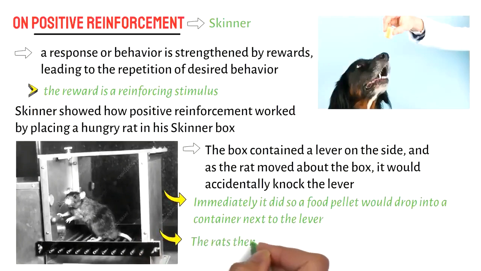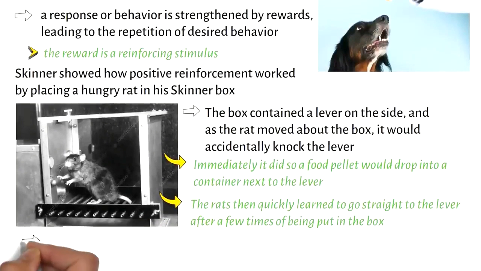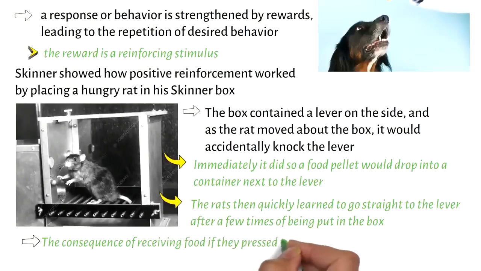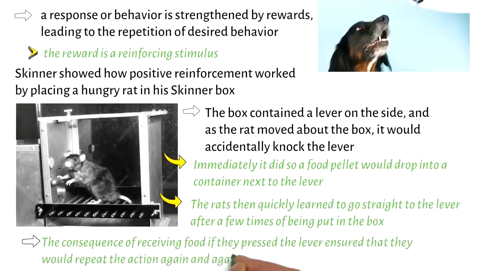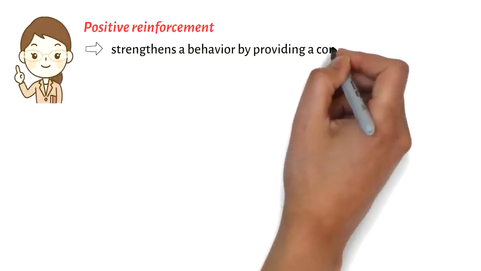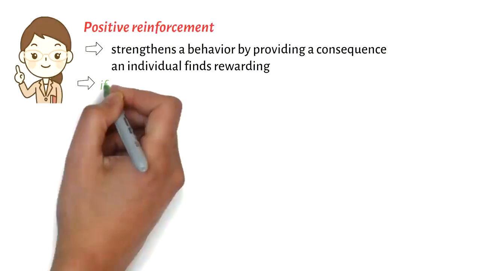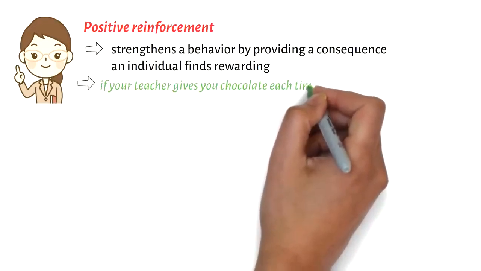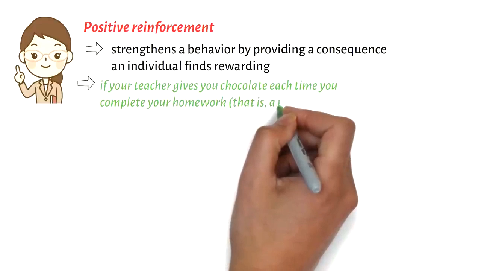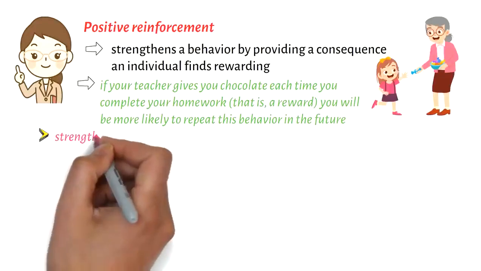The rats then quickly learned to go straight to the lever after a few times of being put in the box. The consequence of receiving food if they pressed the lever ensured that they would repeat the action again and again. As we can see, positive reinforcement strengthens a behavior by providing a consequence an individual finds rewarding. For example, if your teacher gives you chocolate each time you complete your homework, that is a reward, you will be more likely to repeat this behavior in the future, thus strengthening the behavior of completing your homework.